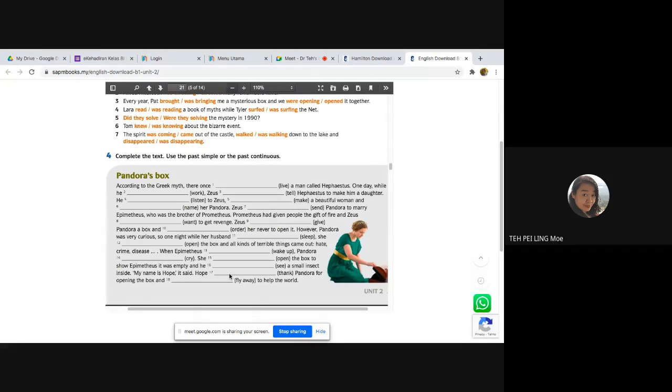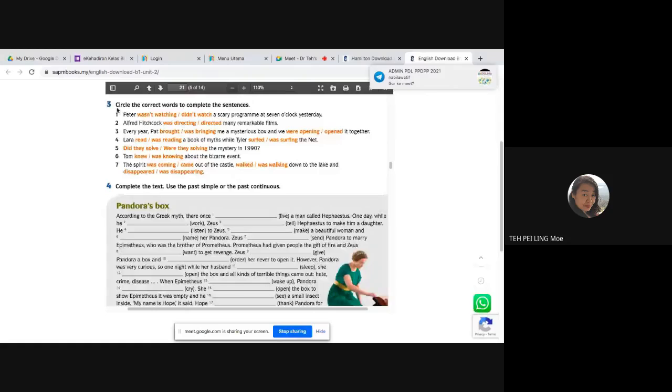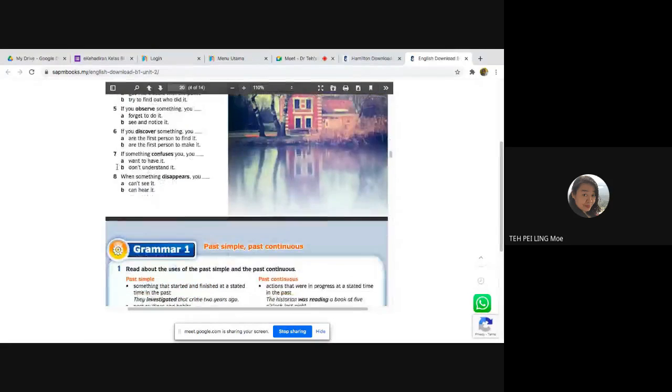Right, so Hope is a person, it's a name. Hope thanked Pandora for opening the box and flew away to help the world. That's it. So that's Pandora's box. If you have the time, you can Google Pandora's box and read more. Okay, so with that, we have covered part 3 and part 4 for grammar 1.